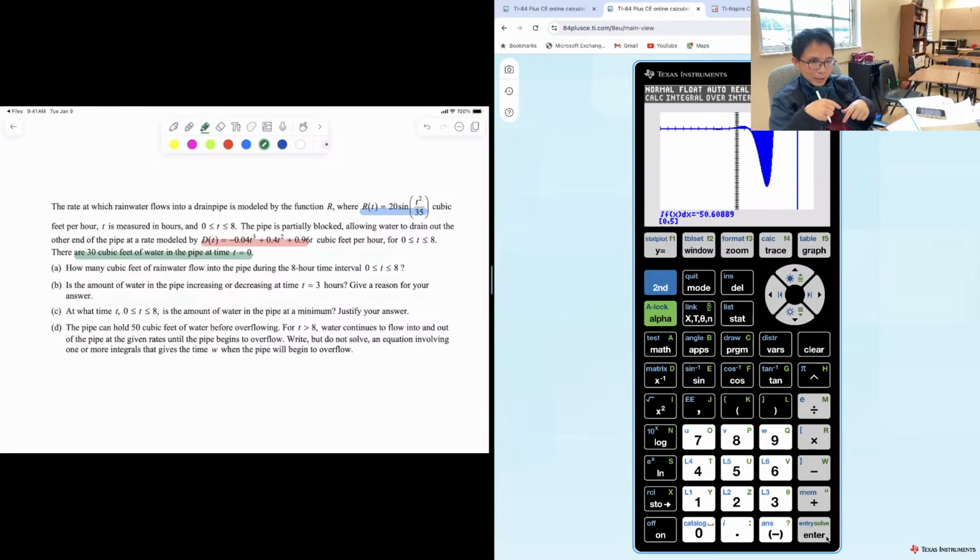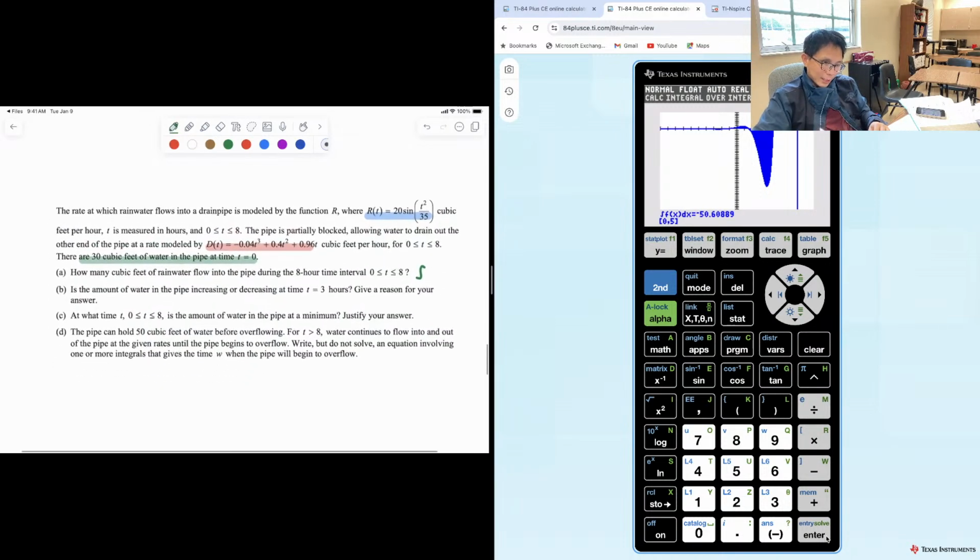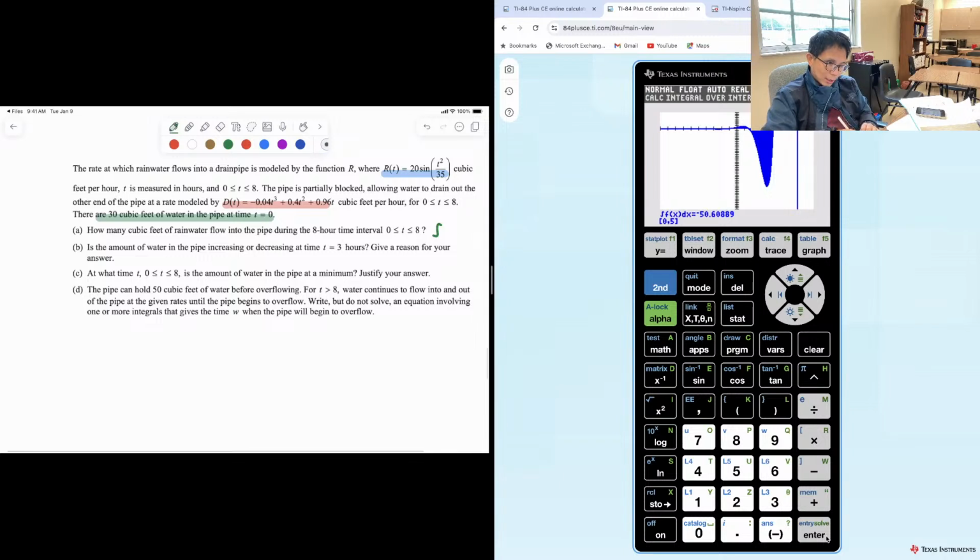You got something coming in, something coming out, and you ask, how many cubic feet of rainwater flow into the pipe during the first 8 hours? So what does that mean? What do you want? Integration, right? Because think about this. I said that on video too. Think about S of t equal to meter, V of t equal to meter per second, and A of t equal to meter per second squared. Does that make sense?